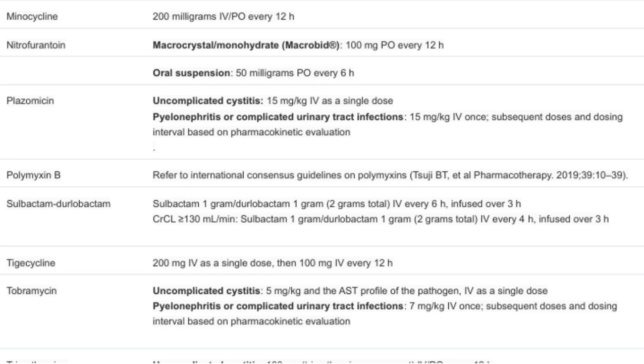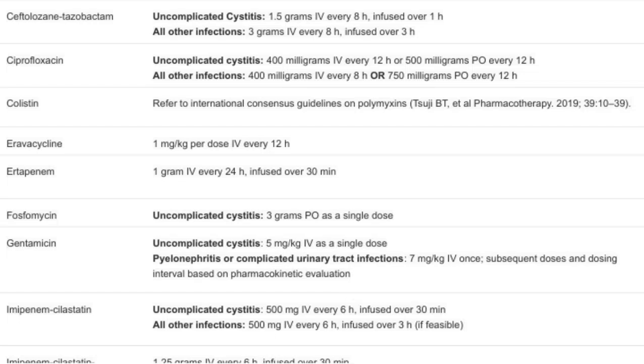to optimize outcomes. Let's go through the dosing guidelines for some key antibiotics used in urinary tract infections. Starting with ceftolozane-tazobactam, the recommended dose for uncomplicated cystitis is 1.5 grams given intravenously every 8 hours, infused over 1 hour. For all other infections, the dose increases to 3 grams IV every 8 hours, but this is infused over 3 hours to accommodate the higher dose and ensure proper tolerability.